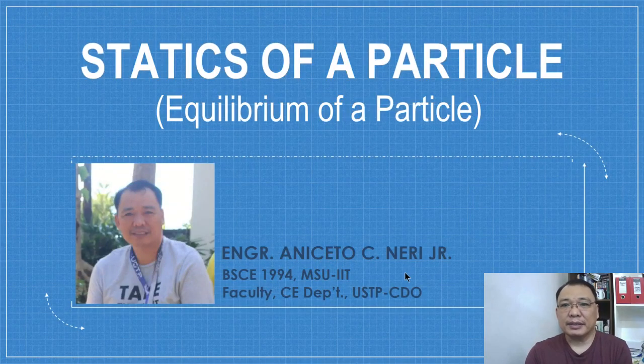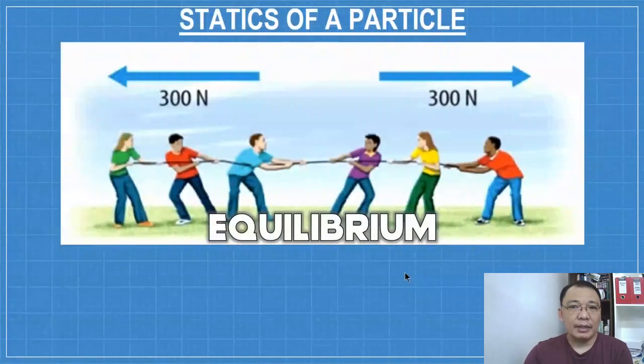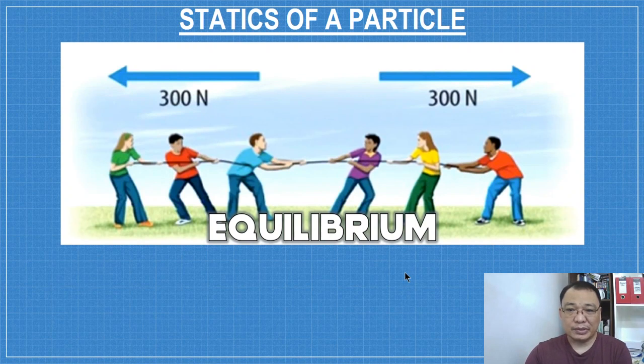Have a nice day. And for this video, I am going to discuss equilibrium of a particle. Here's a sample picture of an equilibrium. The total force acting to the right is equal to the total force directed to the left. So the resultant there is zero. Balanced forces.